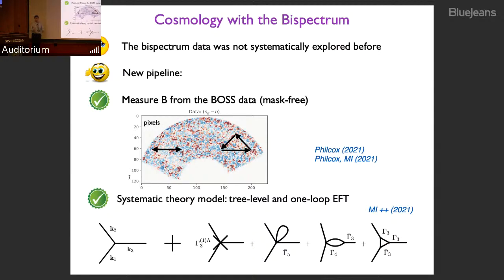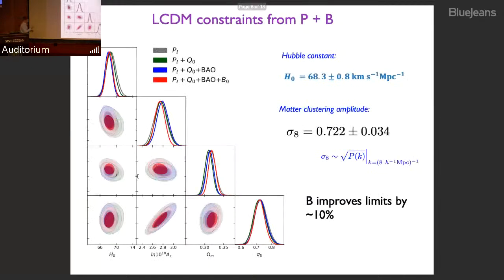Having these two parts together, the measurement part and the modeling part, we can now analyze the data. The first example we did was based on the bispectrum of the galaxies from the Baryon Acoustic Oscillation Survey. You can see this data here on the slide. We did a joint fit of the power spectrum and the bispectrum and extracted various cosmological parameters such as H naught, the density of matter, and the clustering fluctuation amplitude, sigma 8.